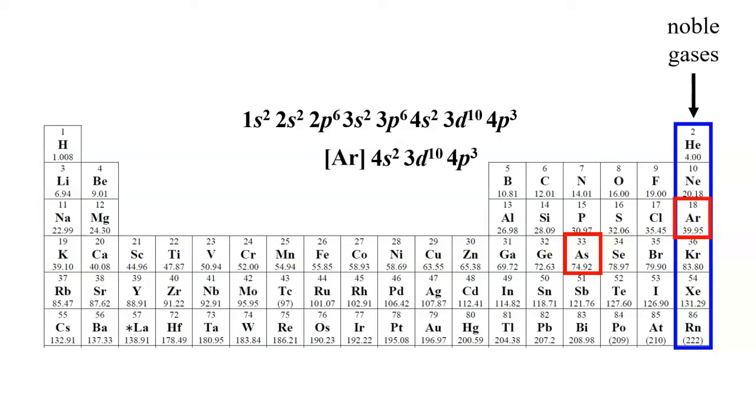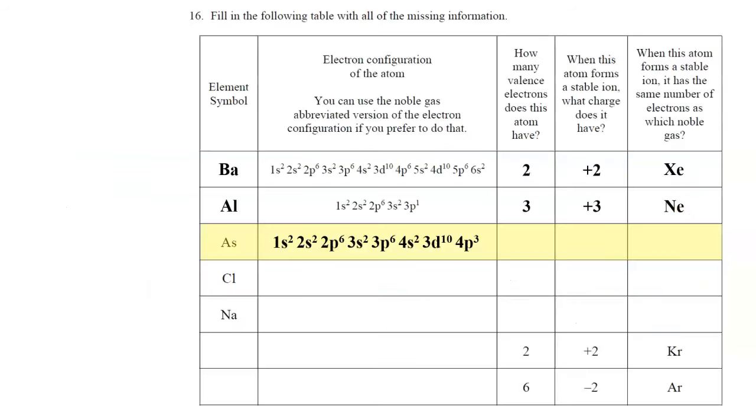So you're looking at both the complete and the noble gas abbreviated electron configuration for this element. So in the table, you could either write the complete electron configuration or the noble gas abbreviated version if you prefer to do that. So either this answer or this answer is correct.